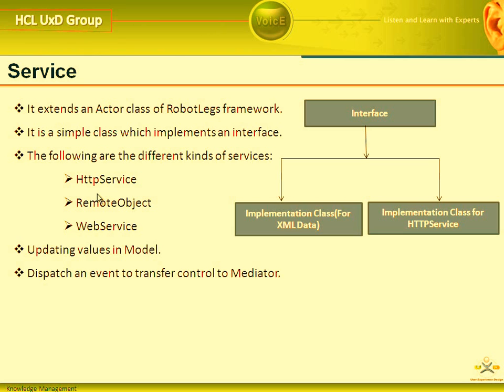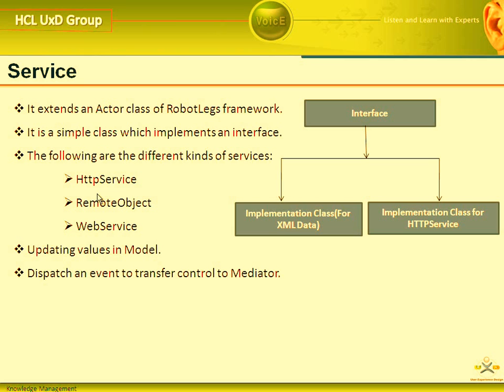A service will provide different kinds of services like HTTP service, remote object, and web service. A service is responsible for calling a Java or .NET service, and once data comes to Flex, this data will be updated in the model. If you don't want to use any model in your application, then we can directly dispatch an event from the service and transfer the control to a mediator also.